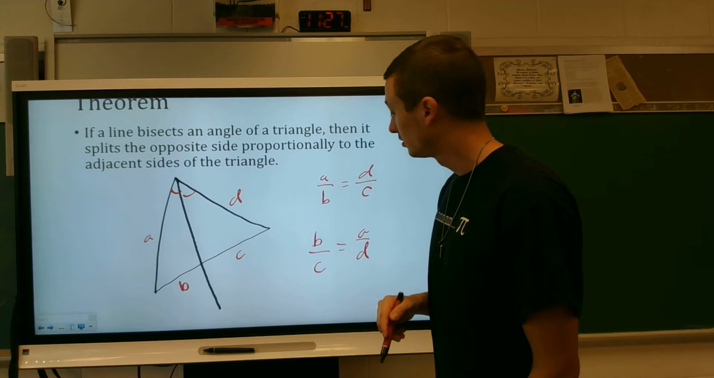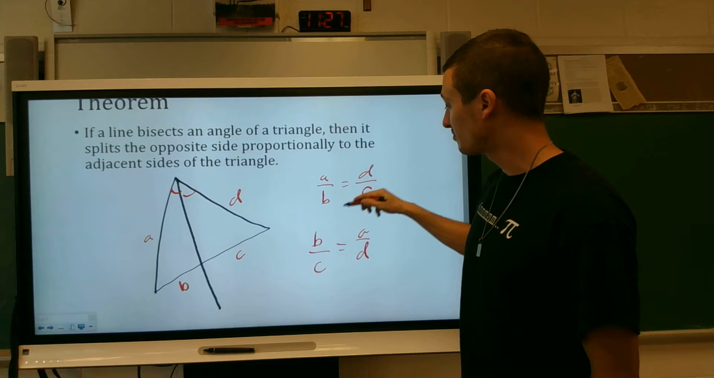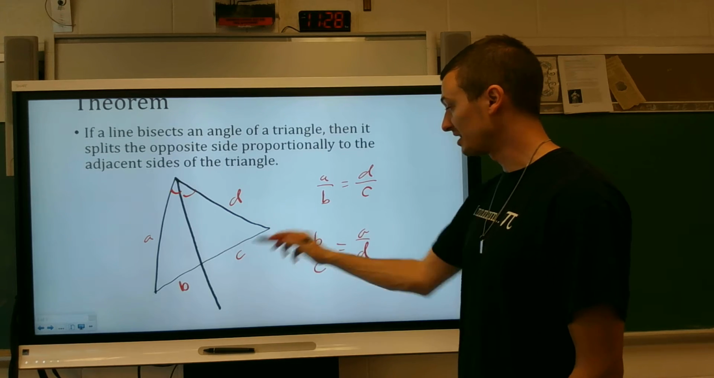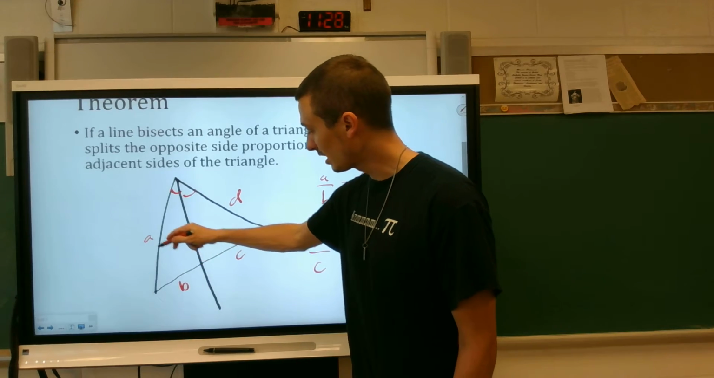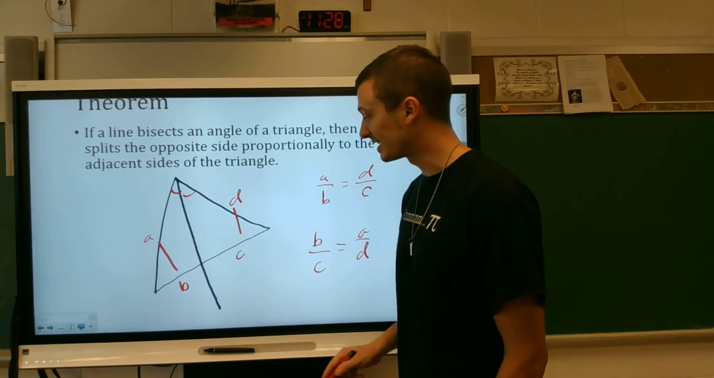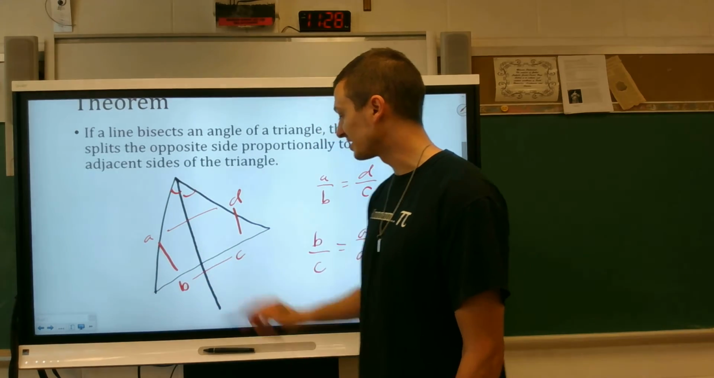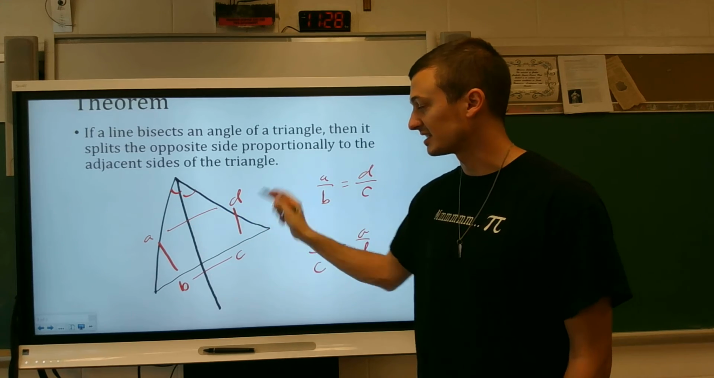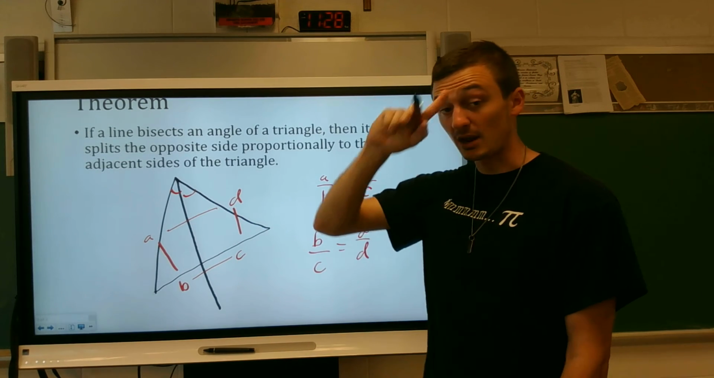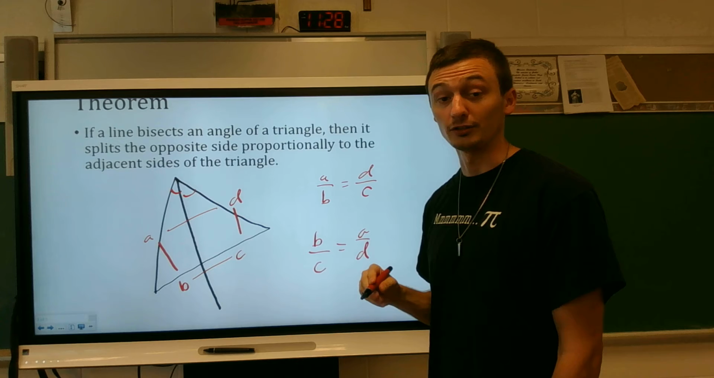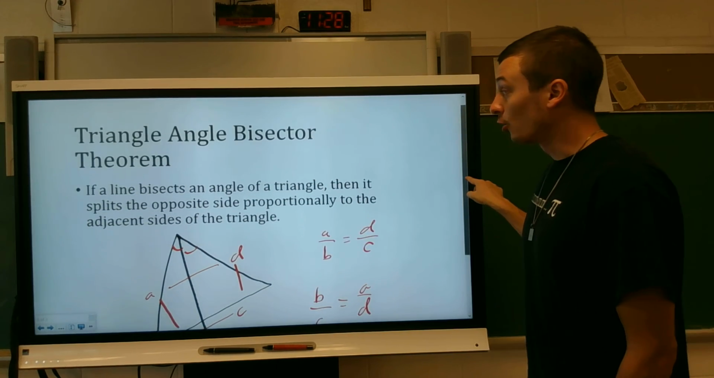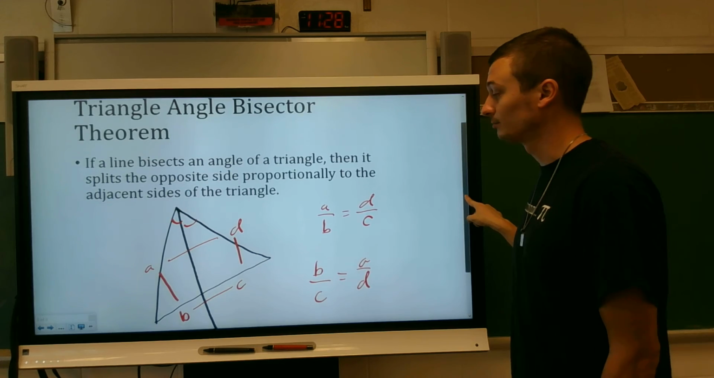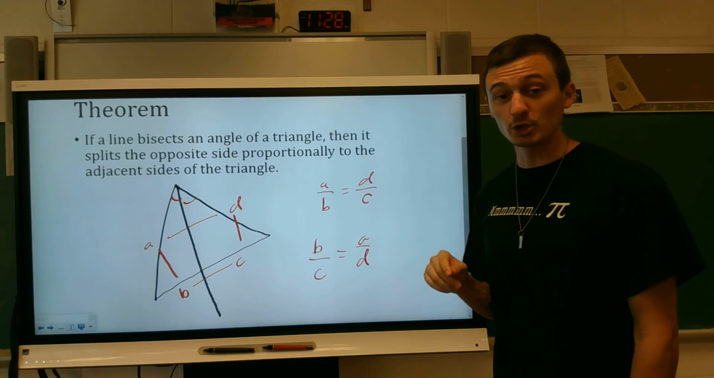So, yeah, either one of these works. Either A is to B as D is to C, or B is to C as A is to D. You can either read them A is to B as D is to C, or A is to D as B is to C. Doesn't matter, as long as you go the same way, should be good. And that's the triangle angle bisector theorem. Proportions, they're everywhere.